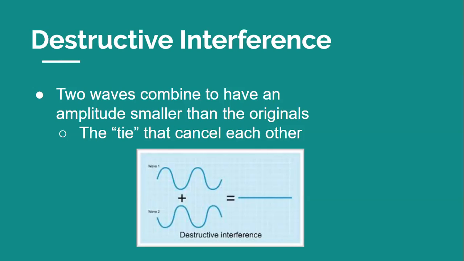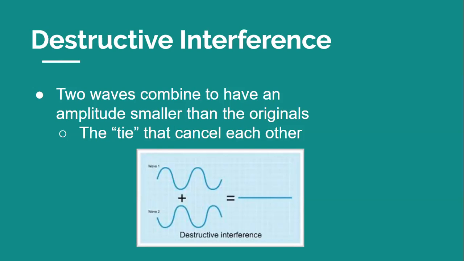If the crest has a larger amplitude than the trough of the other wave, the crest wins and part of it remains. If the original trough has a larger amplitude than the crest of the other wave, the result is a trough. And if the crest and the trough have equal amplitudes, they cancel each other out.